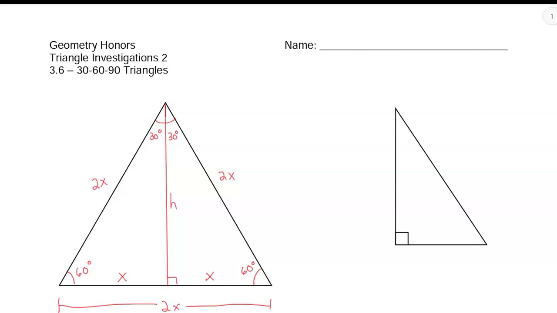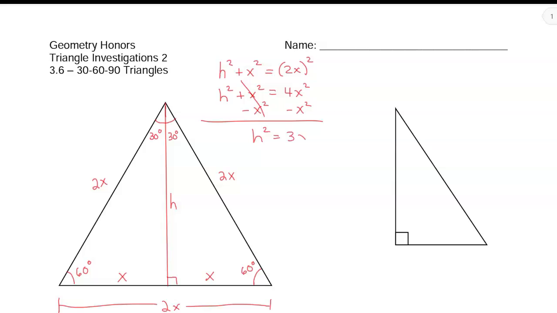And I'm going to use the Pythagorean theorem on the right-hand triangle. h squared plus x squared equals quantity 2x squared. h squared plus x squared would equal 4x squared. Subtract x squared from both sides. That leaves h squared equals 3x squared. And now I'll take the square root of both sides. So h is the square root of 3 times x.